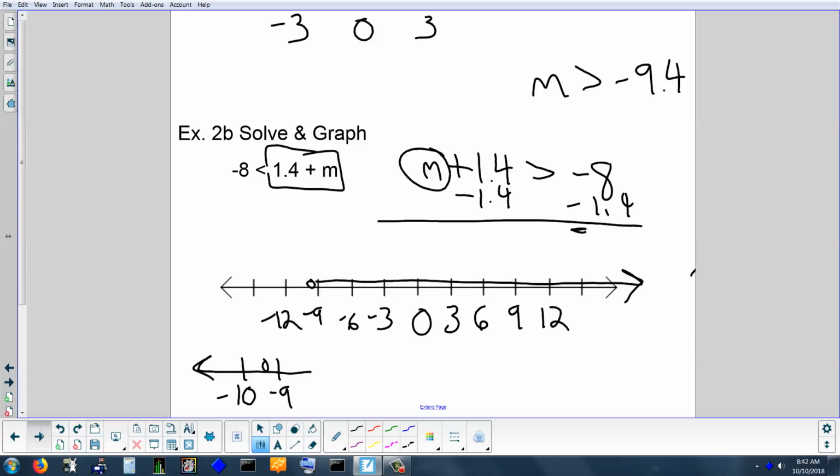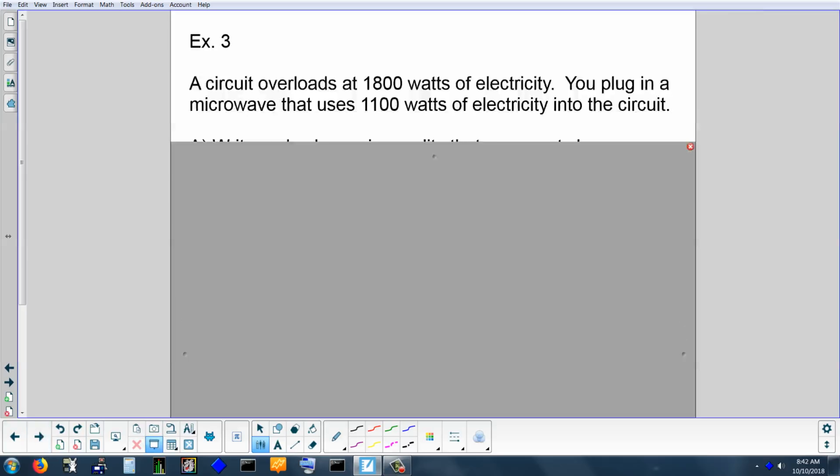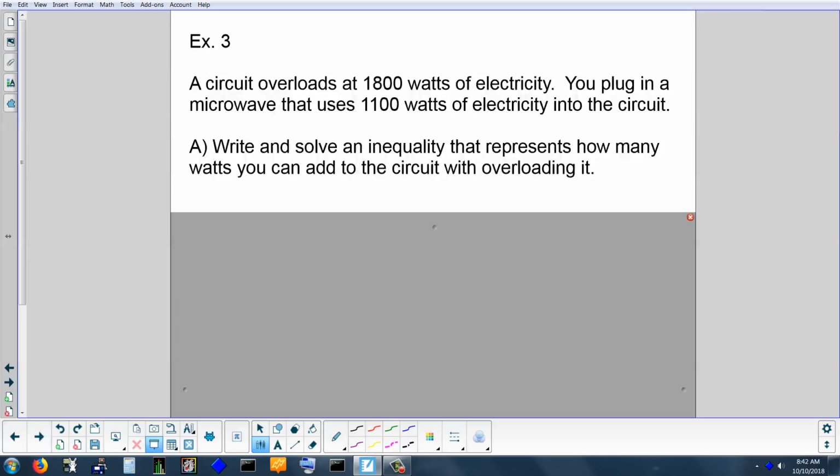All right. So you want to do this word problem? Sure. You guys have it written on there, right? Yes, sir. Okay.